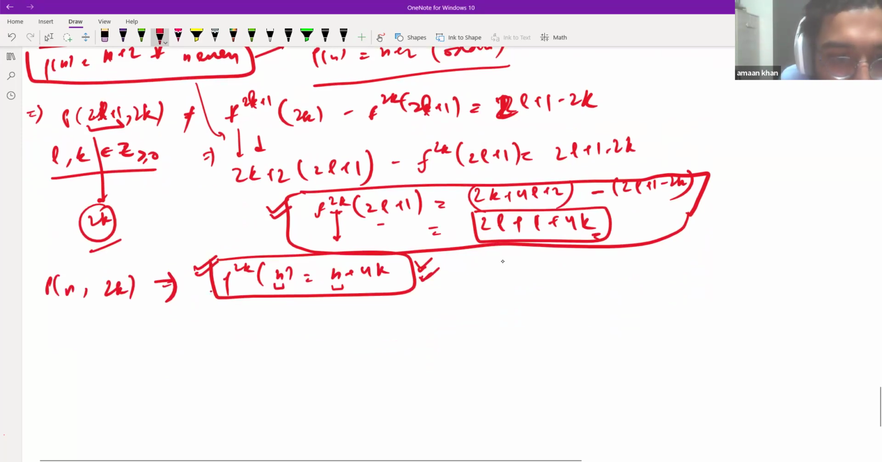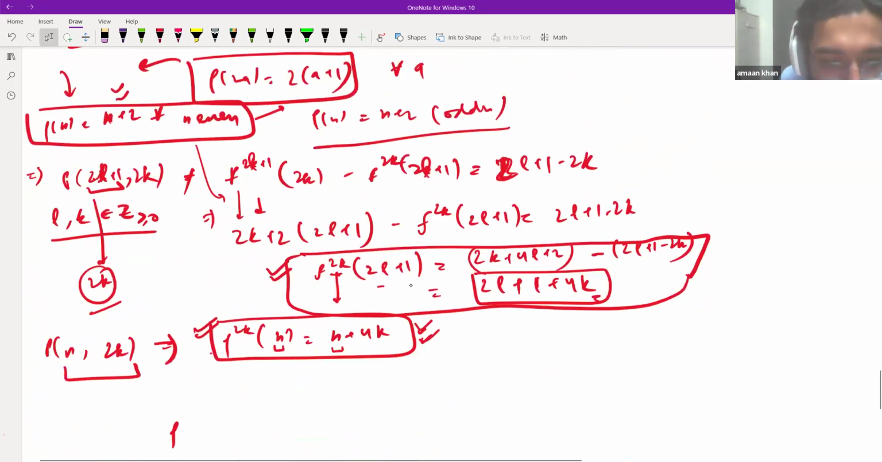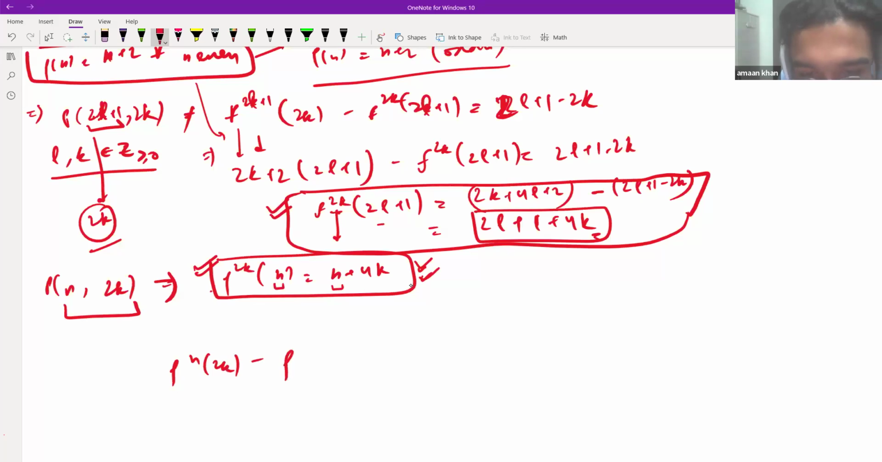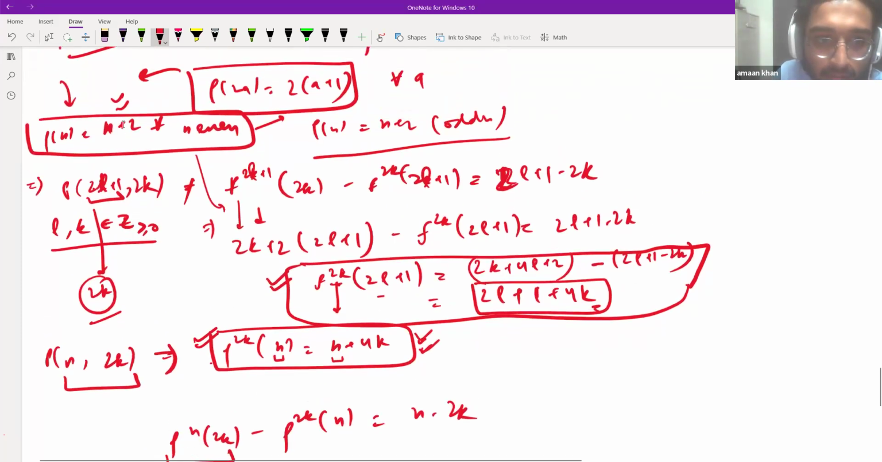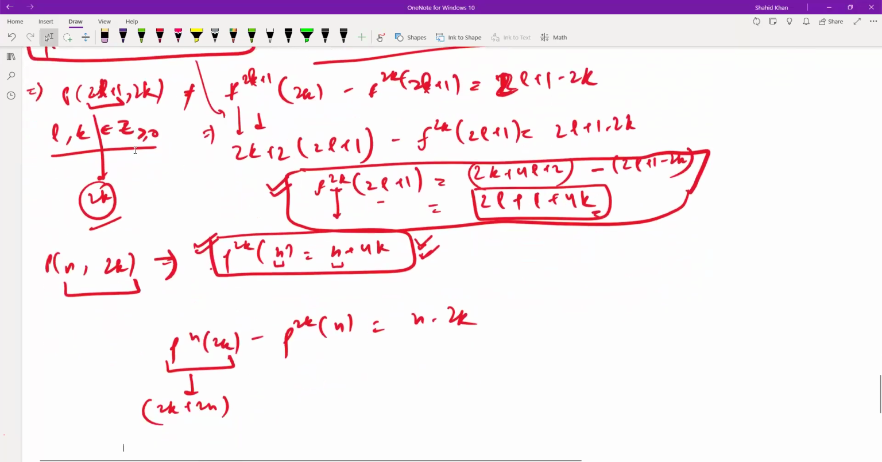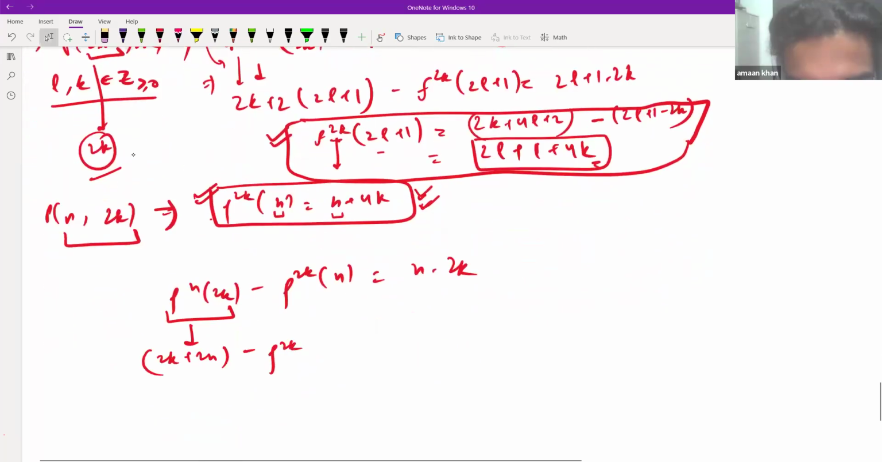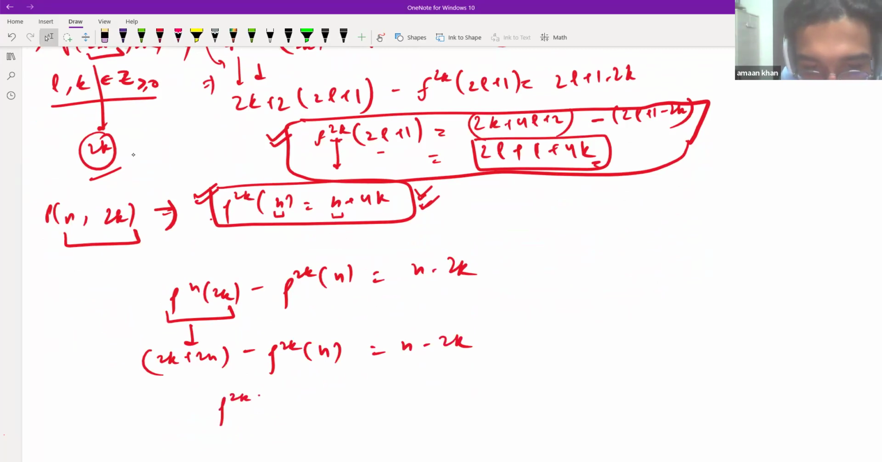So I'm basically putting a as n and b as 2k. So you have f of n, 2k minus f of 2k, n is equal to n minus 2k. n could be anything here. Now this is 2k plus 2n, from our claim for even n, and minus f2k of n is equal to n minus 2k. Just bring it to the other side: f2k of n equals n plus 4k.